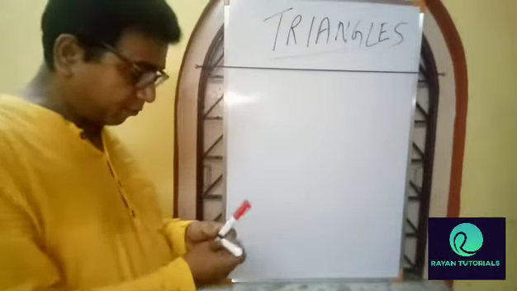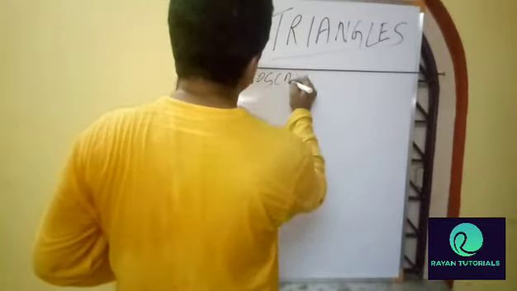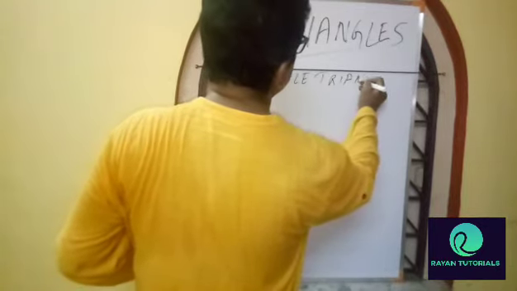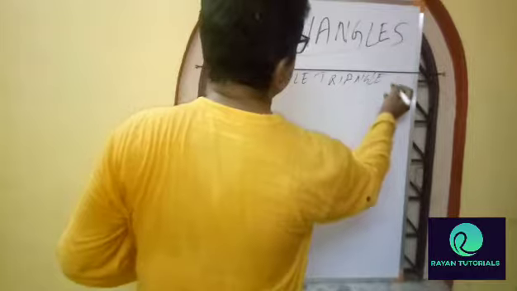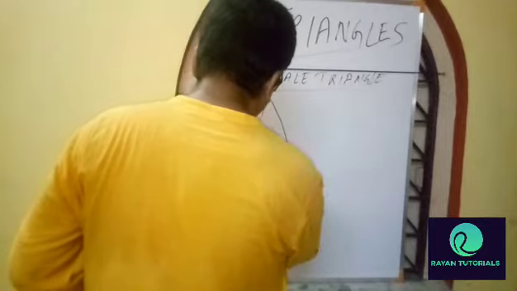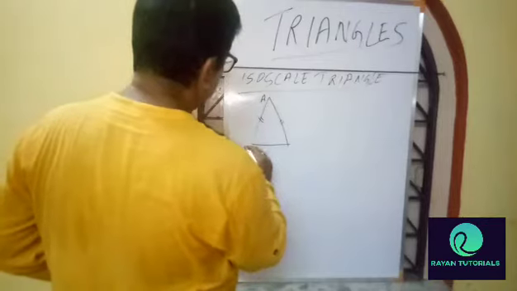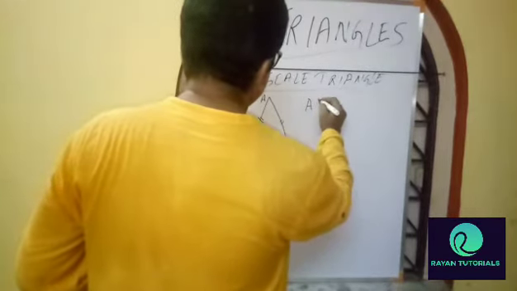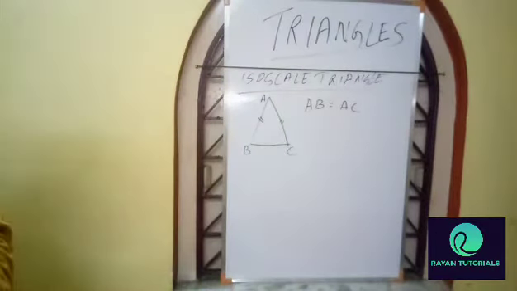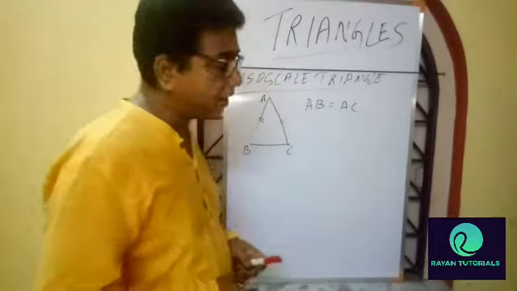I believe all of you are familiar with the word isosceles triangle. Right? What is an isosceles triangle? A triangle whose two sides are the same. Right? That means AB is equal to AC. So if AB is equal to AC, we call it an isosceles triangle.